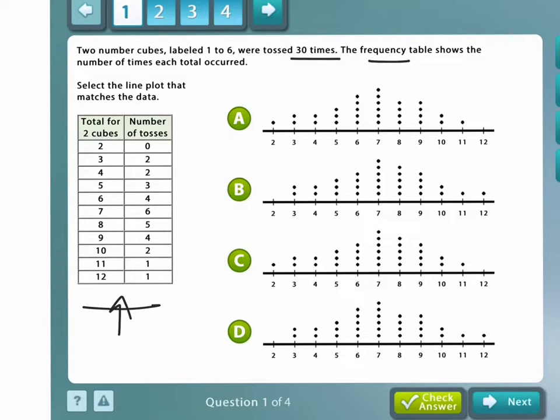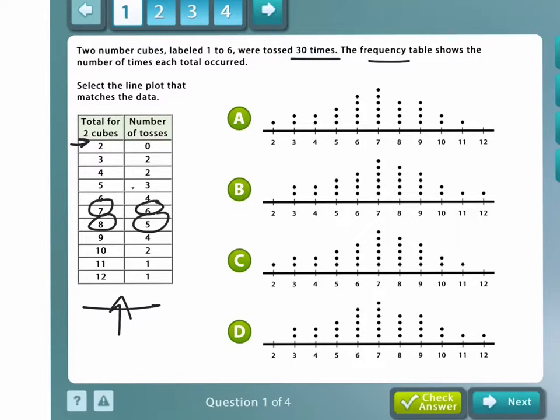So when they rolled the dice, they got 0 for the number 2. 2 times the dice came up with 3. 2 times the dice came up with 4. 3 times the dice came up with 5, etc. You can see from this that the number 7 came up 6 times, the most, followed by the number 8, which came up 5 times.